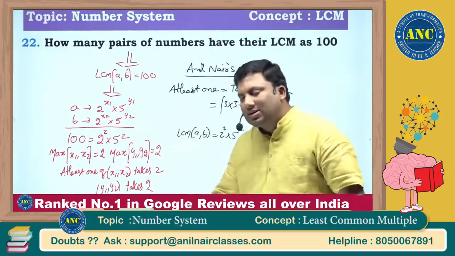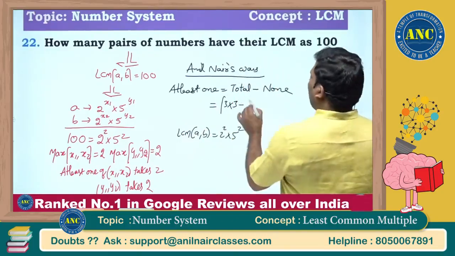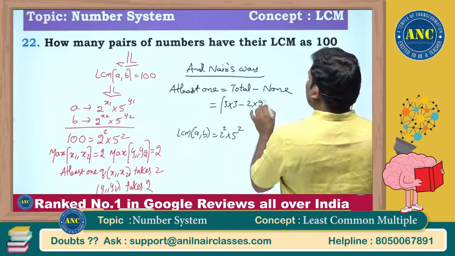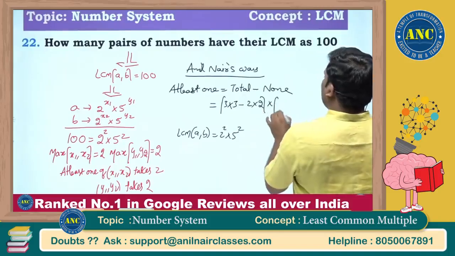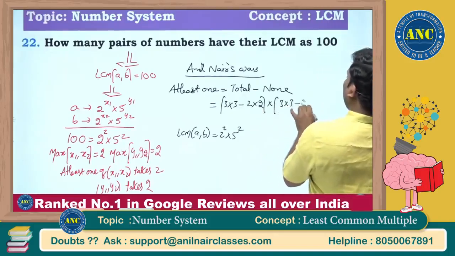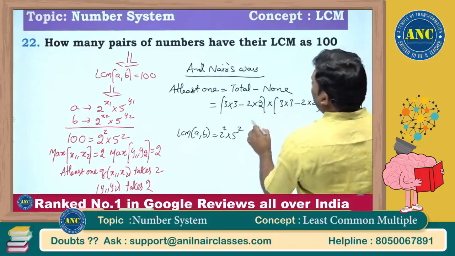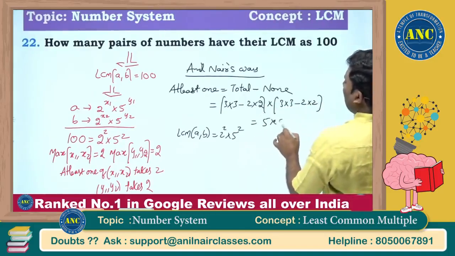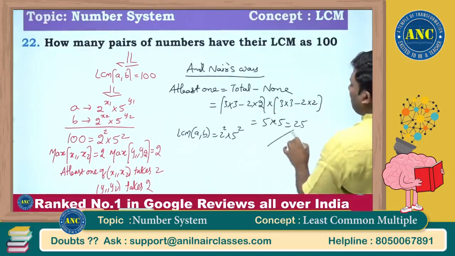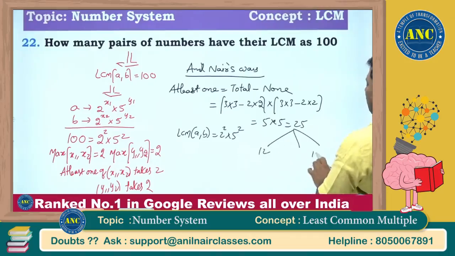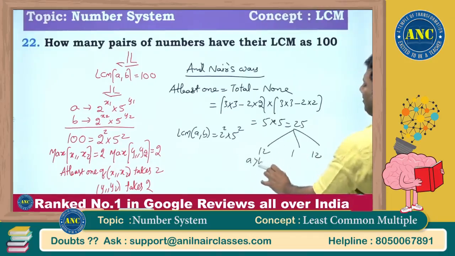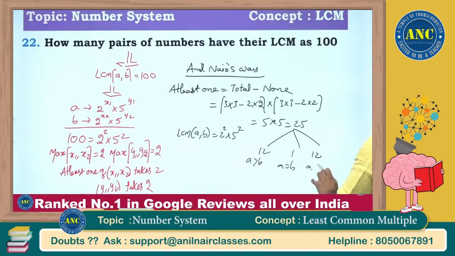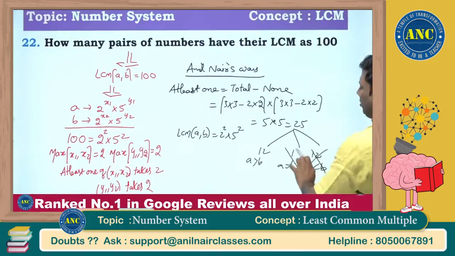What are the remaining cases? 2 power 0, 2 power 1. 2 cases. B also 2 cases. Since the powers are the same, the same expression will be repeated. 9 minus 4, 5. 12 cases. 12, 12, 1. A greater than B, A equivalent to B, A less than B. Reverse we need to eliminate.